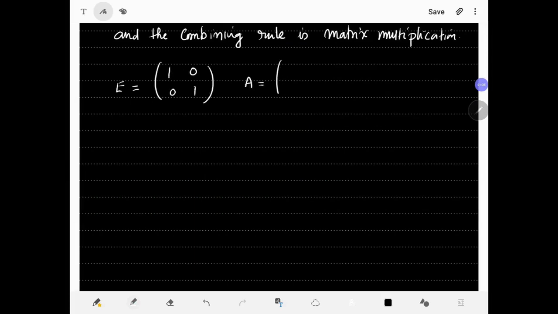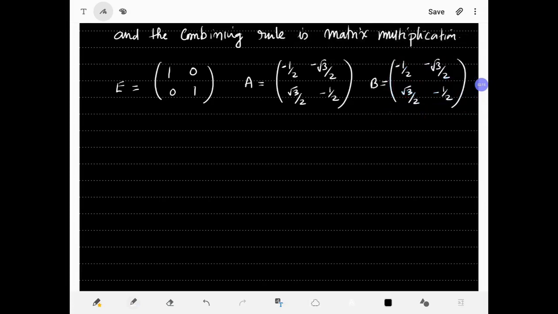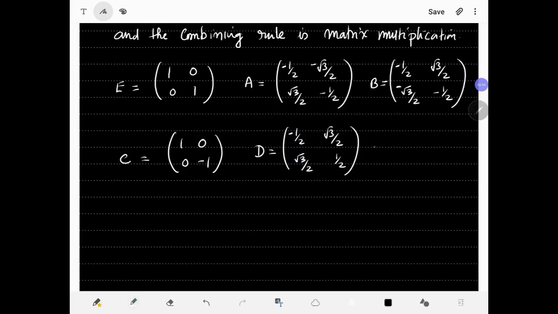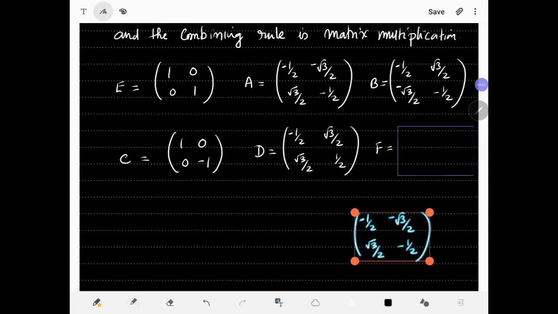Of course, E is an identity element, and the elements are 1, 0, 0, 1. A element is minus 1 by 2, root 3 by 2, root 3 by 2, minus 1 by 2. Now B element is similar to A, except that the matrix element differs only in sign. The C element is 1, 0, 0, 1, again diagonal matrix. D element is also similar to B, but differs only in sign.